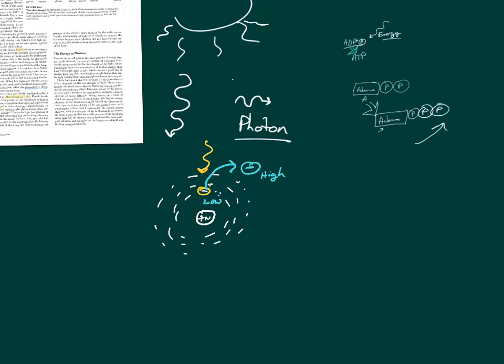That high energy can now be given to something else. You've just turned light into some kind of chemical energy. Because now this electron can do what? What do electrons do with atoms, in atoms? What do they create? When you have one carbon, another carbon, what holds the two carbons together?